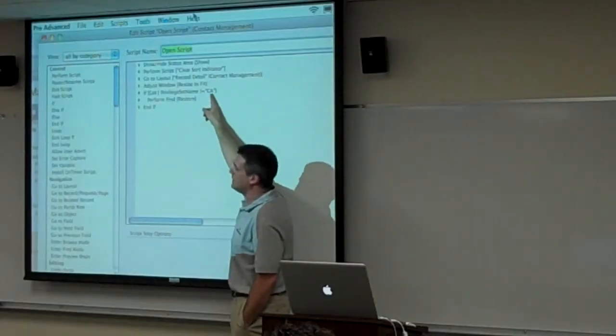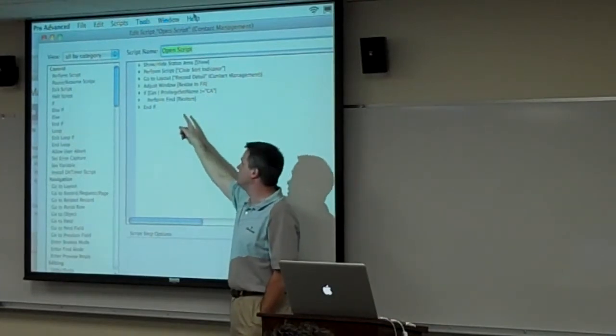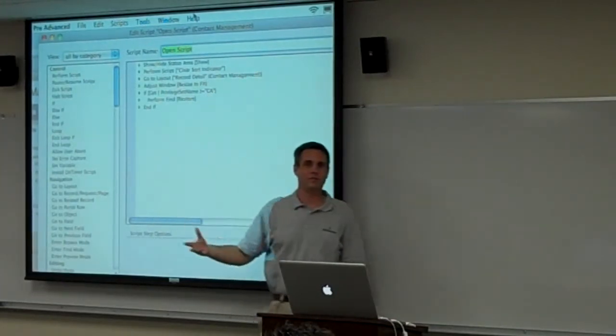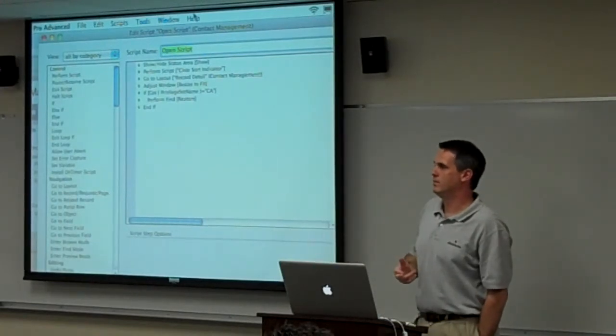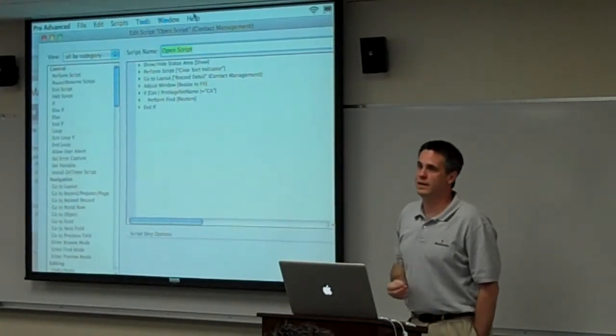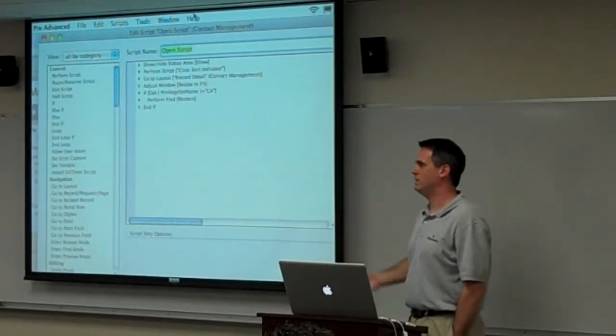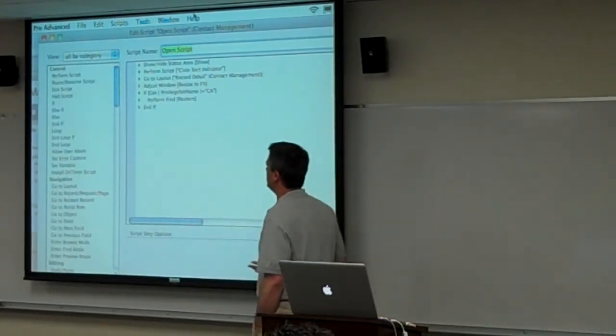If Get(PrivilegeSetName) equals CA, which is what I named it, then perform a certain find. In this case, I just said find everything that's the state of California. Or I could send them to a certain layout. Or I could run a whole very complicated advanced set of things based on their login.